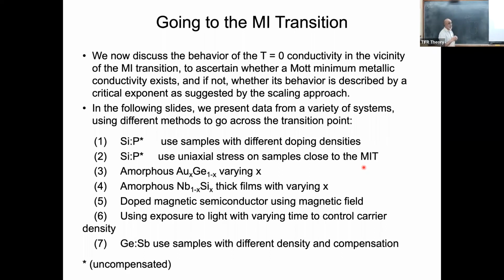So I'm going to take a different tack. I'm just going to look at the data. Let's see what the data is telling us when you go near the metal insulator transition. By far the most data is available for phosphorus-doped silicon. There are other systems which are also very good, with very good data. But there's one reason why phosphorus-doped silicon was available abundantly and with good samples.